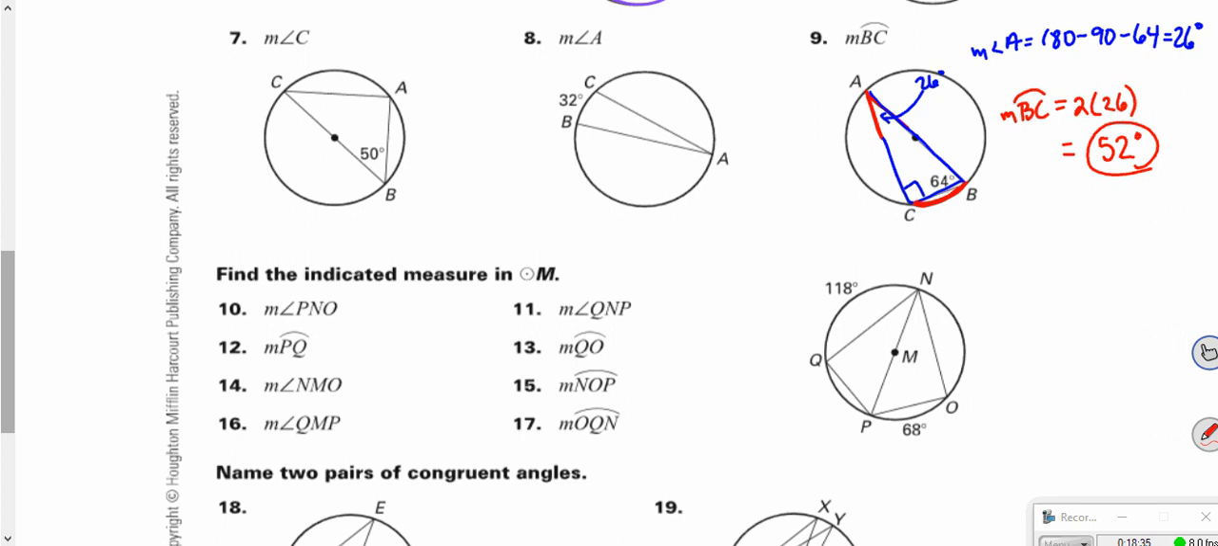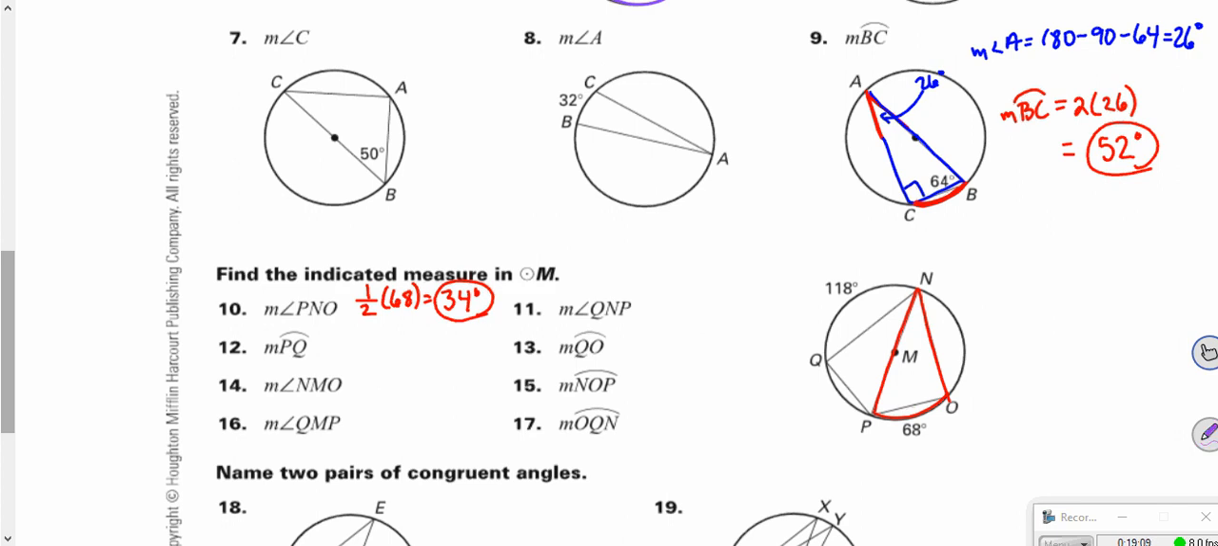For 10 through 17, I'm just going to do the first couple. Find the indicated measure of circle M. I need the measure of angle PNO. So we're looking at this one, the measure of angle PNO. Well, if this is 68 degrees, then this is half of that, right? So it should be 1/2 of 68 degrees, which is 34 degrees. I hope that makes sense.